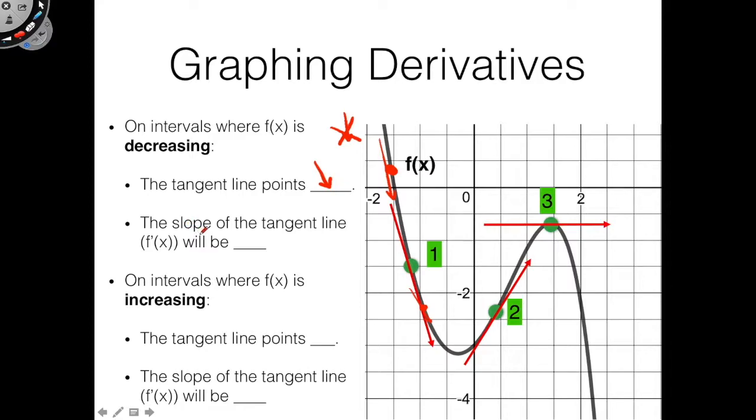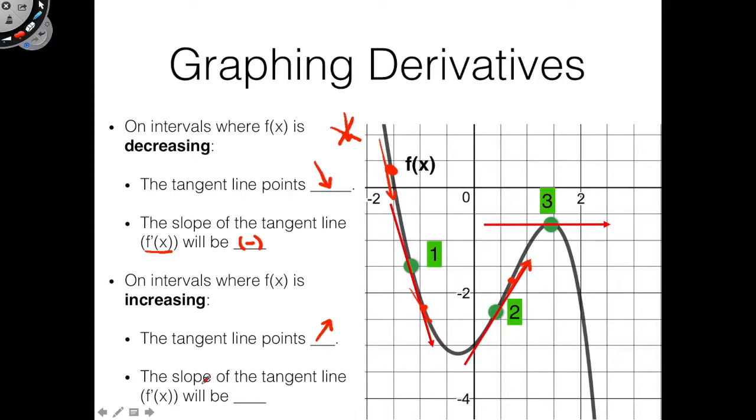Now, what about the slope of that tangent line, i.e. f prime of x? That's going to be negative, right? As you can see, because it's oriented downward, it's going to be negative. What about when f of x is increasing? Well, the tangent line is going to point upward, right? As we just saw, like at point 2 and points near it where the function is increasing, you're going to have a tangent line that looks up like that.